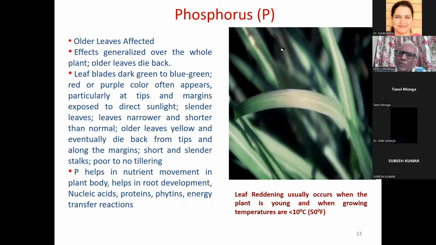On the lower leaves, if you see purple color, you must suspect it is a phosphorus deficiency of the plant. Phosphorus is essential for root development, and it is also needed for nucleic acid, protein, phytins, and energy transfer reactions. So shorter stunted growth, fewer roots, symptoms on the lower leaves, and dark green color, sometimes ending with reddening and purple color. This is the deficiency of phosphorus. Next, please.